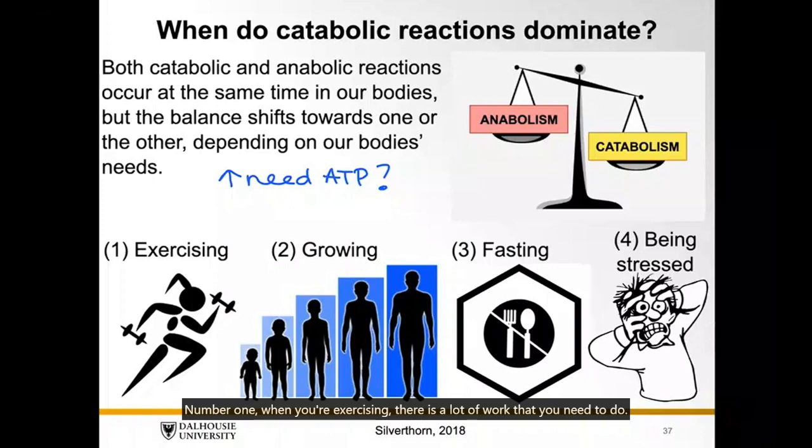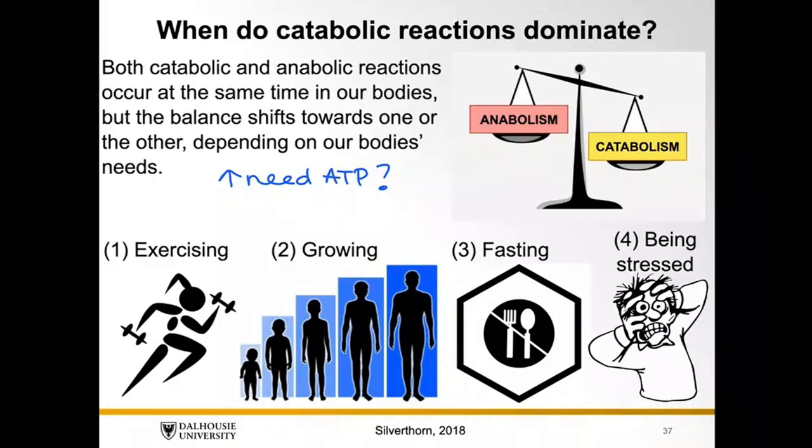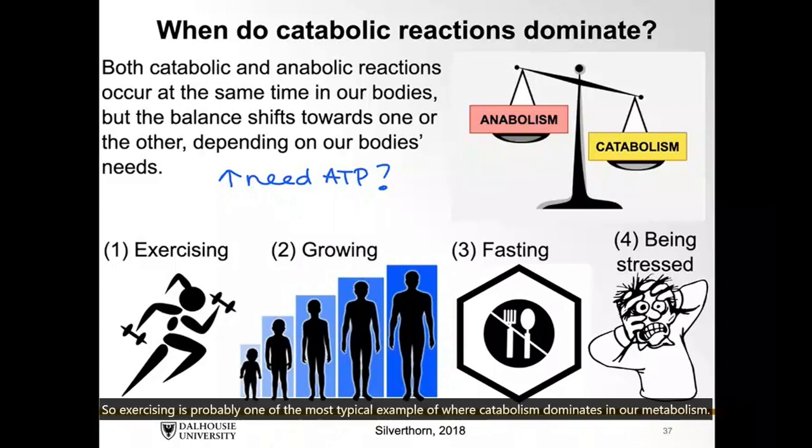Number one, when you're exercising, there's a lot of work that you need to do. You need to contract your muscle, your heart needs to beat faster, you need to breathe faster and deeper as well. So all of these processes require ATP. So exercising is probably one of the most typical examples of where catabolism dominates in our metabolism.